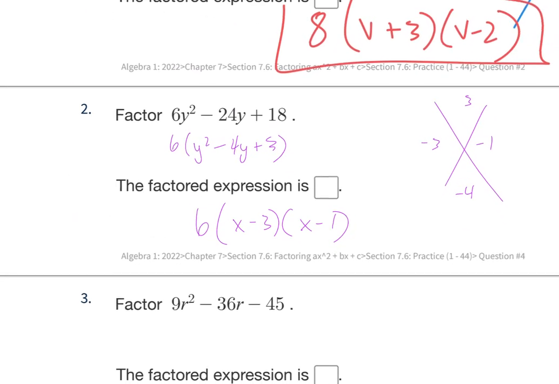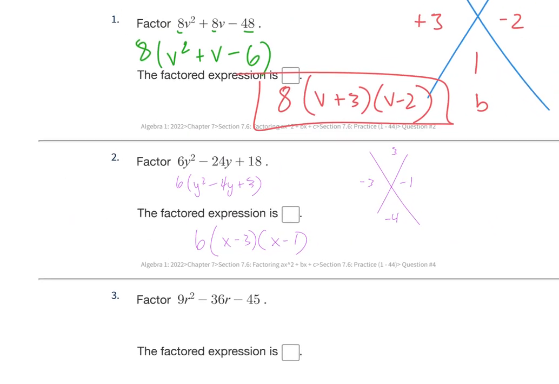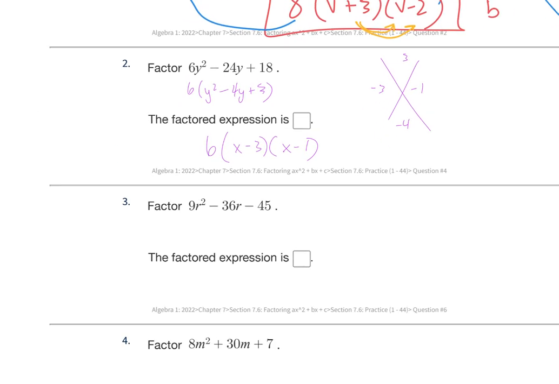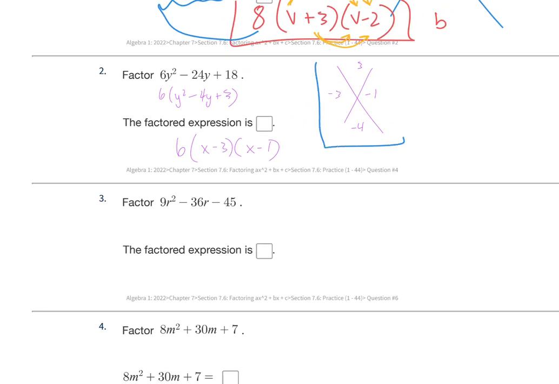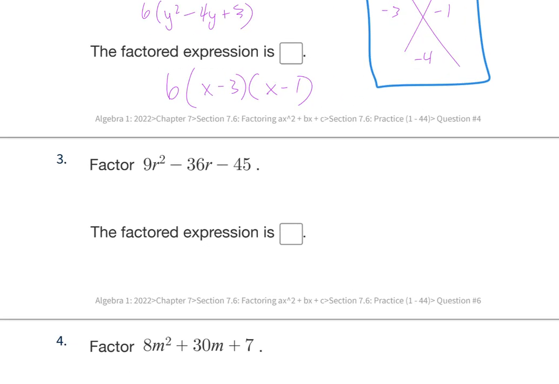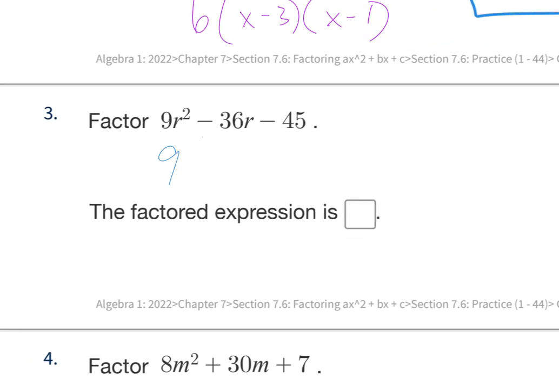And if you're like, but how do I know if I've done it right? Remember how I told you, you know you've done it right if you can distribute back or FOIL or whatever you want to call it. V times v is v squared, negative 2v, and then plus 3v and minus 2. Well, that's going to give you this part. And then distributing this 8 to all of that would give you back the original problem. So anyway, I don't plan on checking my answers every time, mainly because you and I have this system that we're pretty confident in.